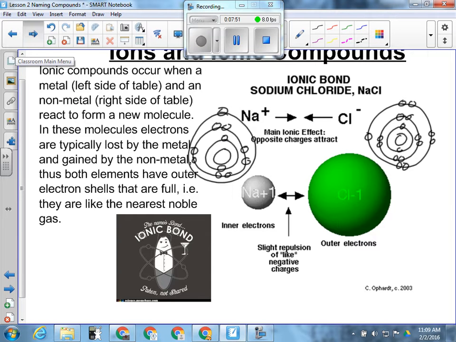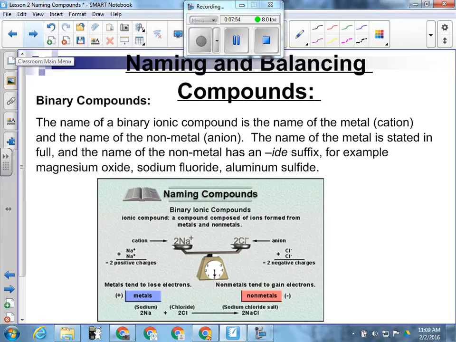For the naming parts, naming ionic compounds is pretty easy. We name the metal first, we name the nonmetal second, and we change the nonmetal's ending to "ide." So we got sodium and chlorine together, that's going to be sodium chloride. We change the ending to "ide." If I'm putting magnesium and oxygen together, I'm going to have magnesium oxide. If I'm putting sodium and fluorine together, I'll have sodium fluoride. If I have aluminum and sulfur together, aluminum sulfide. We always make the non-metal end in "ide."